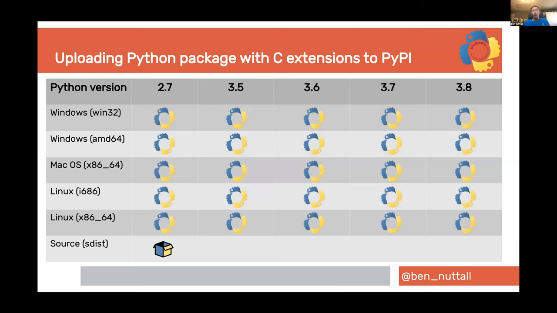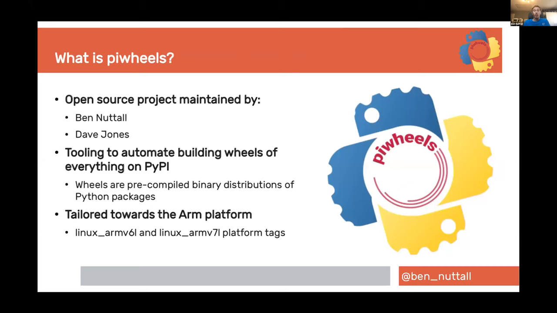But Raspberry Pi users actually aren't satisfied by any of these requirements, so they have to fall back on the source distribution and build it from scratch. So PyWheels aims to provide ARM wheels that are designed to work on the Raspberry Pi, so that they can just pip install packages and they just work.